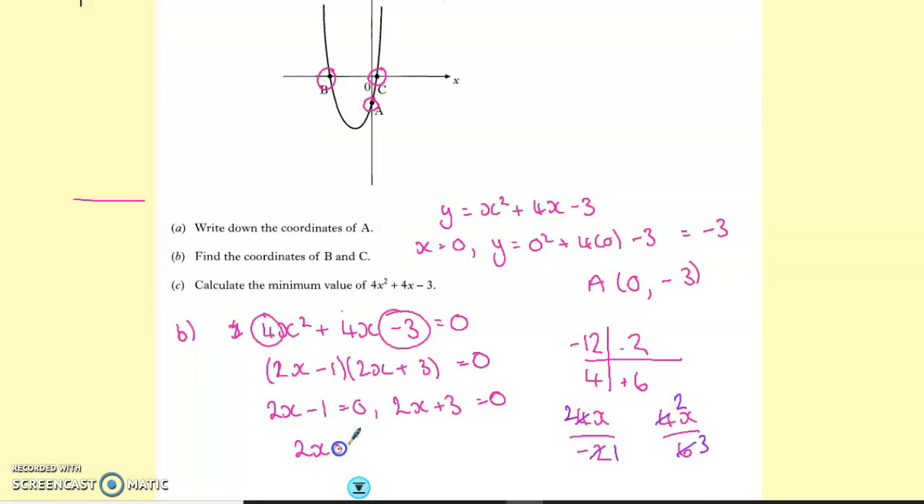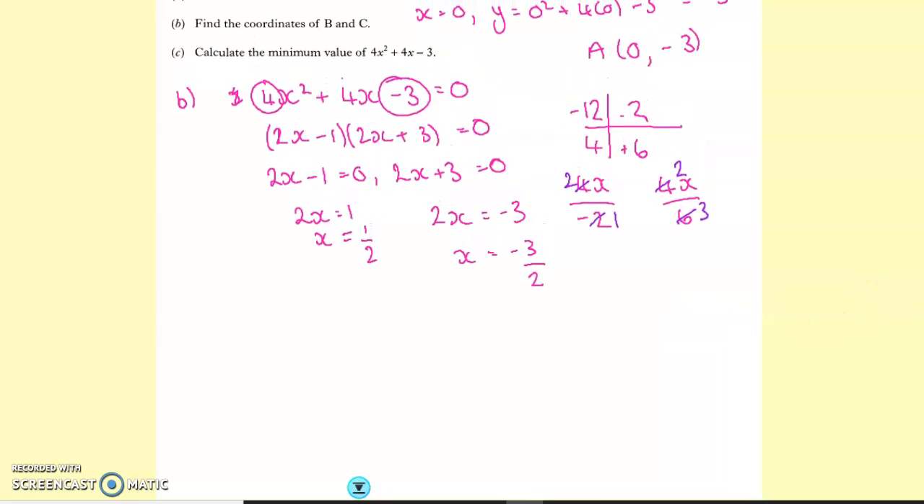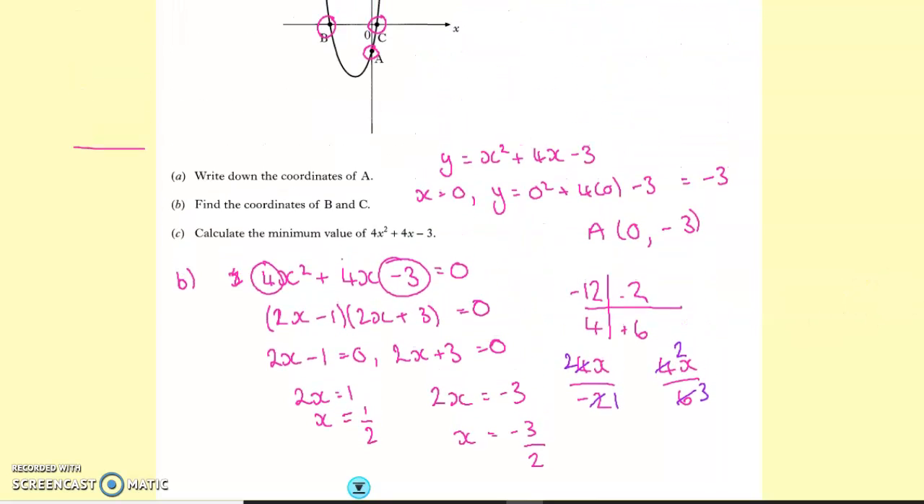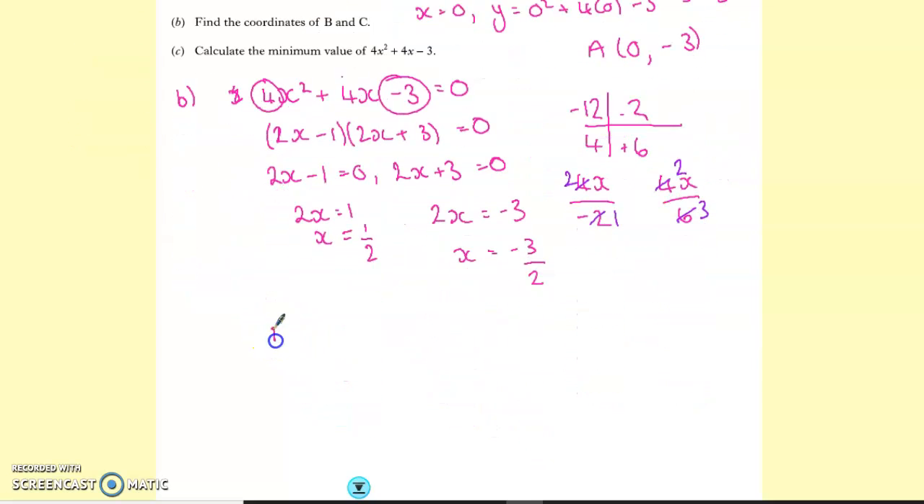So 2x is 1. So x is a half. Other side, 2x is minus 3. So x is minus 3 over 2. Now I'm asked for coordinate points, so my final answers need to be as coordinate points. If we look at the position of these, B is the negative one, C is the positive one. So B is the point minus 3 over 2, 0, and C is the point a half, 0.